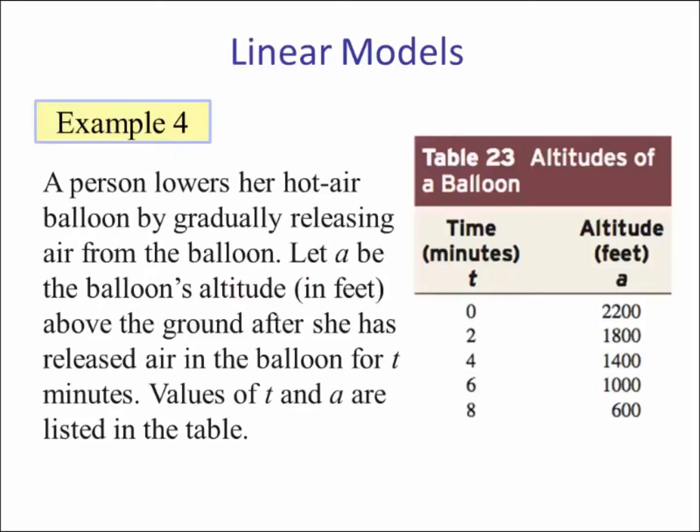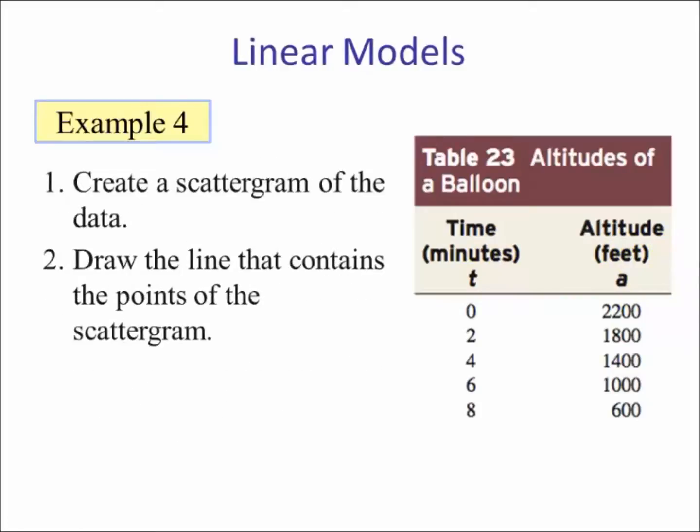Example 4. A person lowers her hot air balloon by gradually releasing the air from the balloon. Let A be the balloon's altitude measured in feet above the ground after she has released the air in the balloon for T minutes. The variables of T and A are listed in the table. So T is our independent variable measured in minutes, and A is our dependent variable measured in feet. Number 1, create a scattergram of the data. Number 2, draw a line that contains the points of the scattergram.